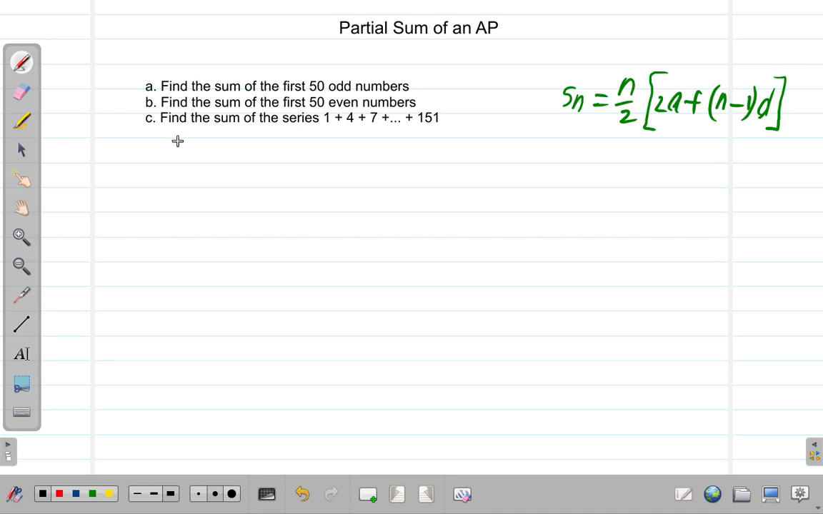Now, the odd numbers would be 1, 3, 5, 7, and so on and so forth. You can see that they form an arithmetic progression where a is 1 and the common difference is, take a number, subtract the previous number, and you get 2. The common difference is 2. So what you're being asked for is the sum of an arithmetic progression.